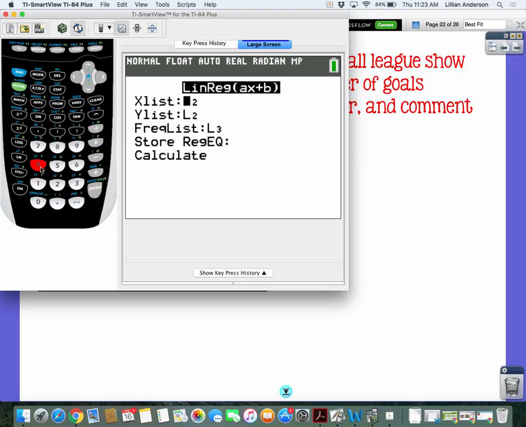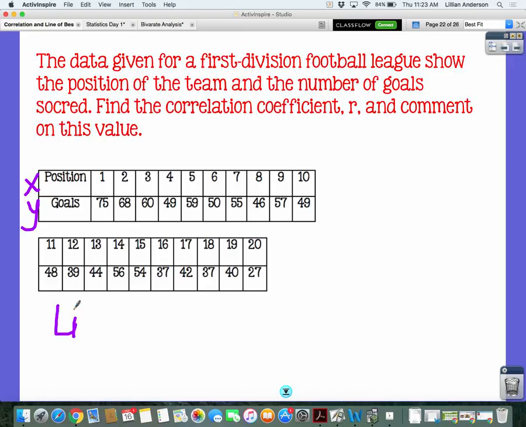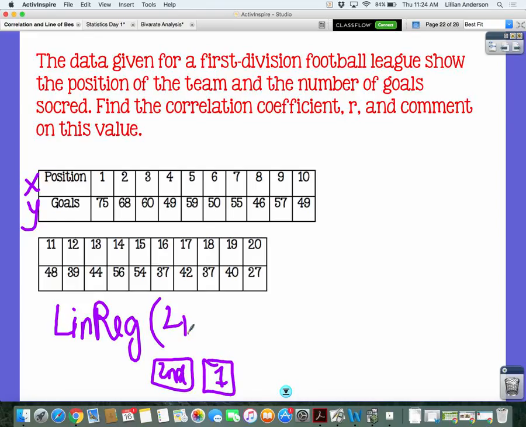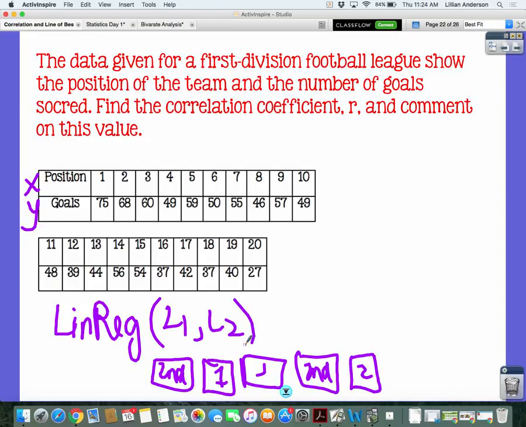So no one's calculator looks like mine, so this is what you guys are going to need to do, because you now have LinReg, parentheses or no parentheses? Parentheses. So what you need to do is let the calculator know, hey, I need you to do this for L1 and L2. How do you get L1? You guys remember? Second 1. Then L1 pops up. Then you need a comma. And then you need second 2 for L2 to pop up. Okay? And then you'll click enter.